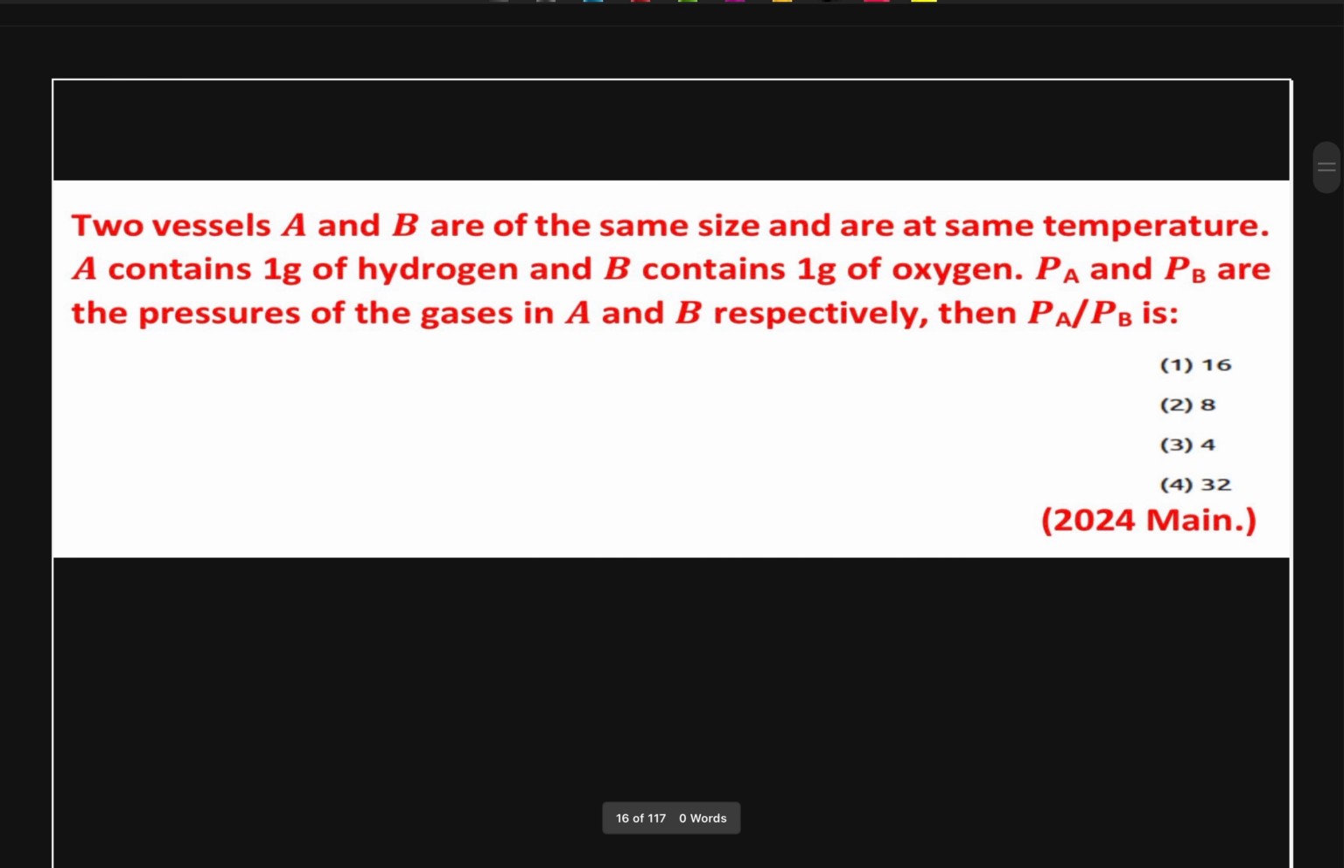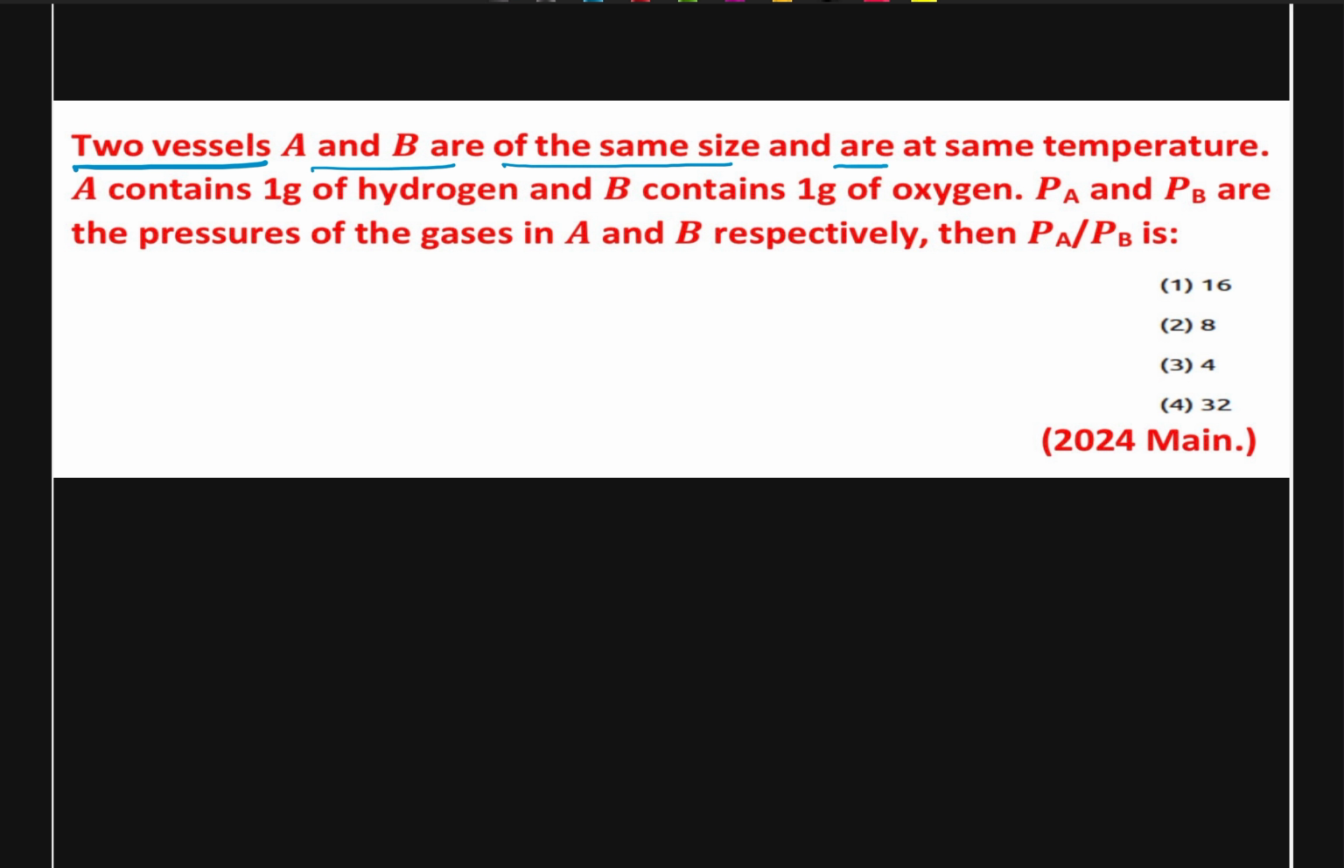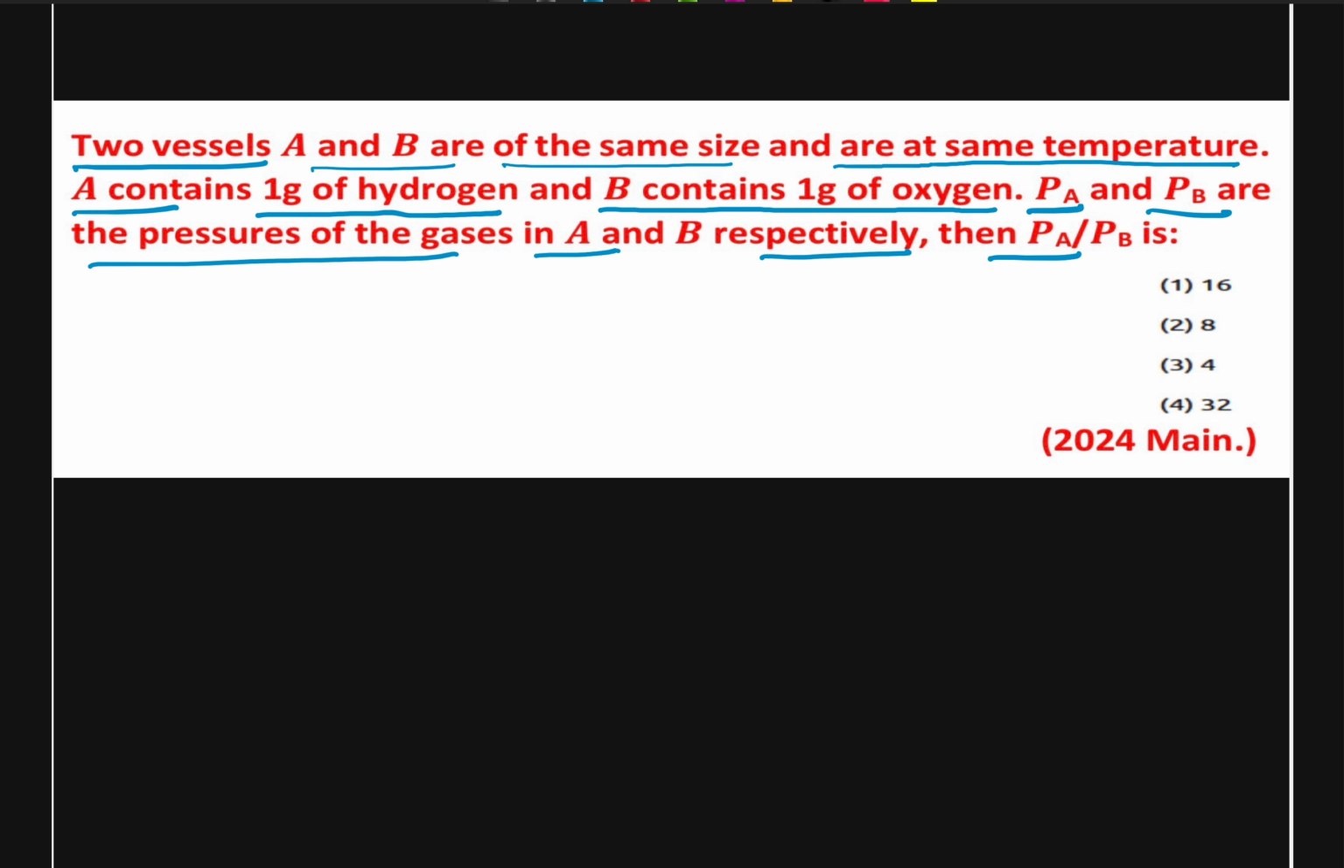It states that two vessels A and B are of the same size and are at the same temperature. A contains 1 gram of hydrogen, B contains 1 gram of oxygen. PA and PB are the pressures of the gases in A and B respectively. Then the ratio of PA by PB is. So in this case we are given two vessels which have the same size and are at the same temperature. Only the pressure is different. So we are going to start with the ideal gas law and move on from there.